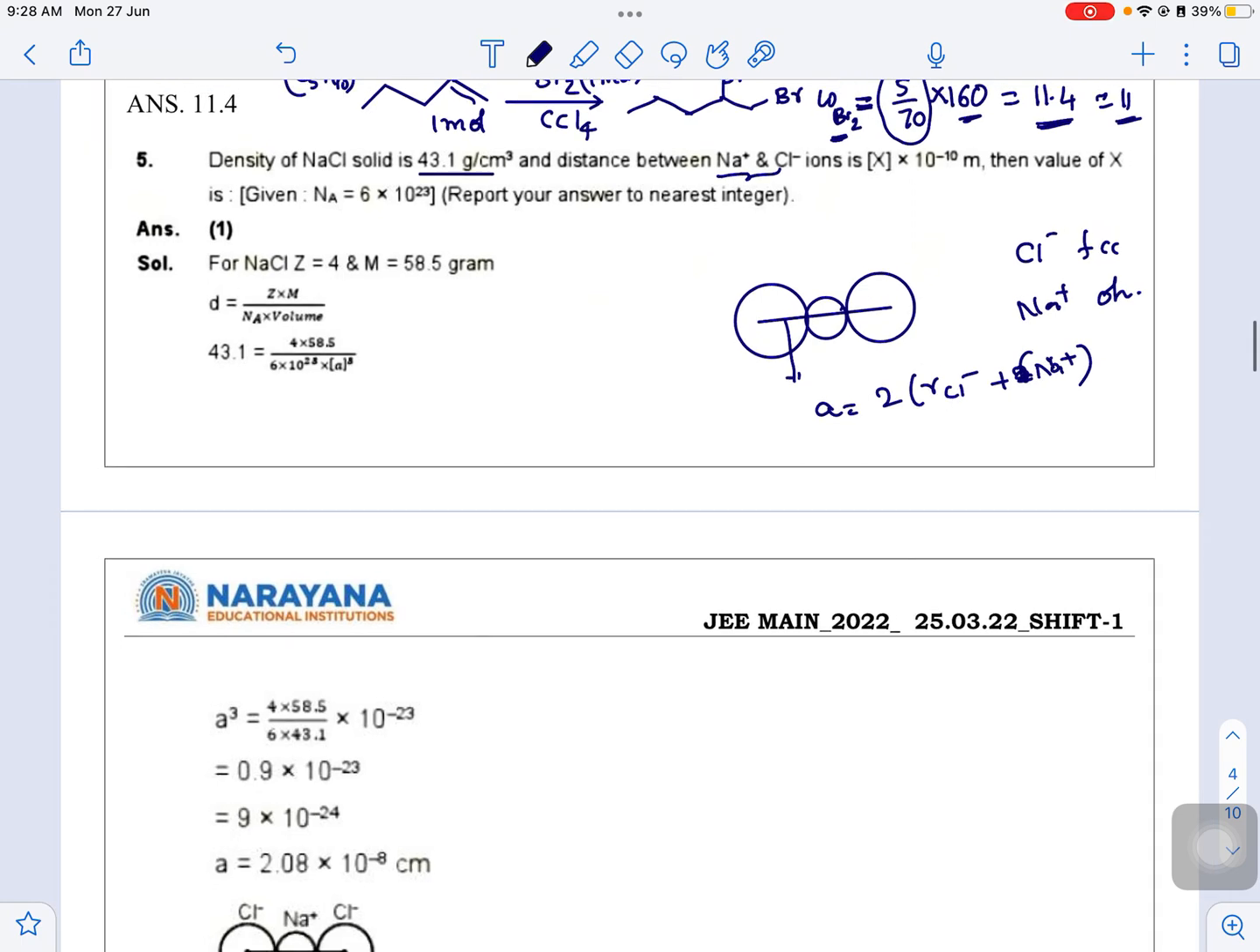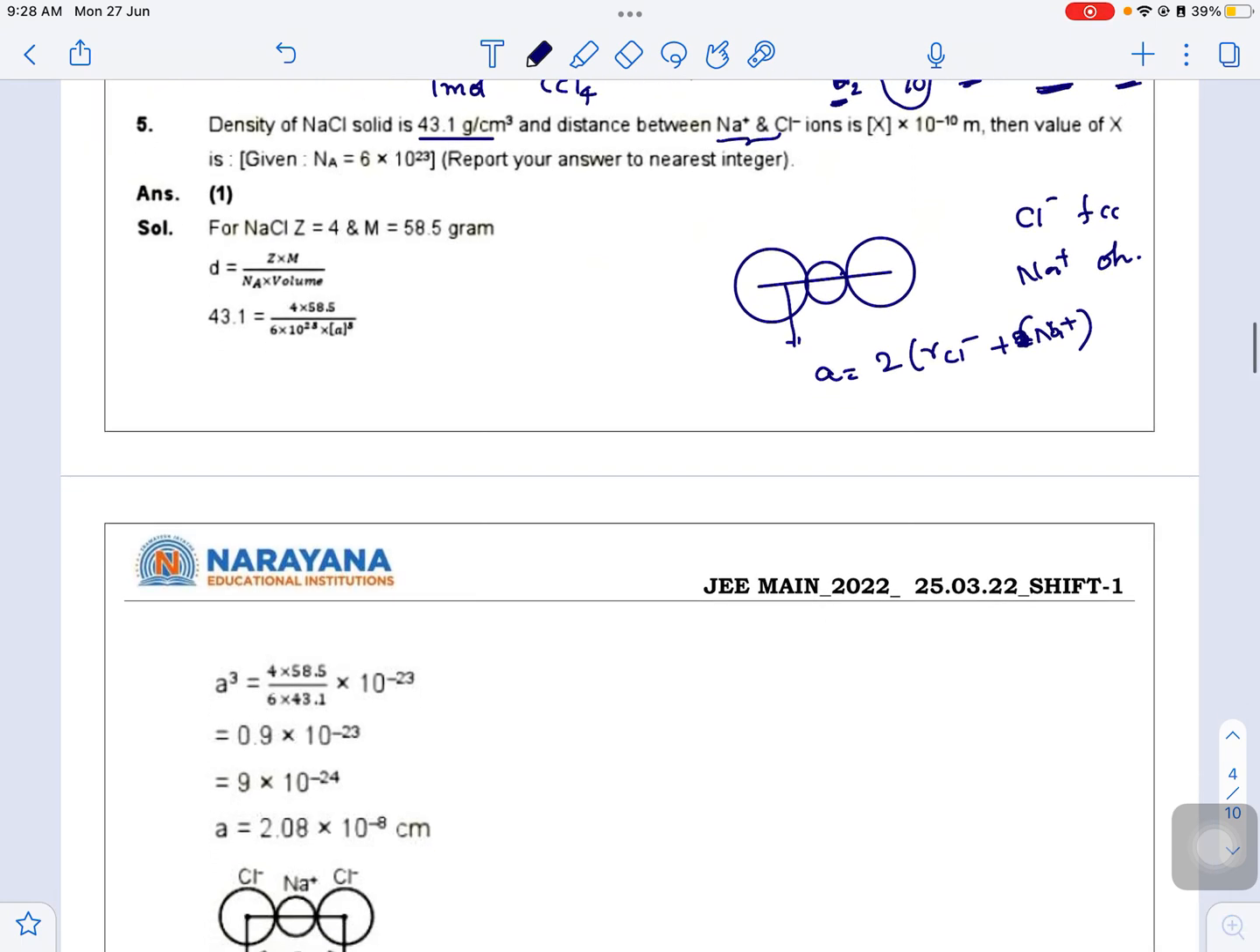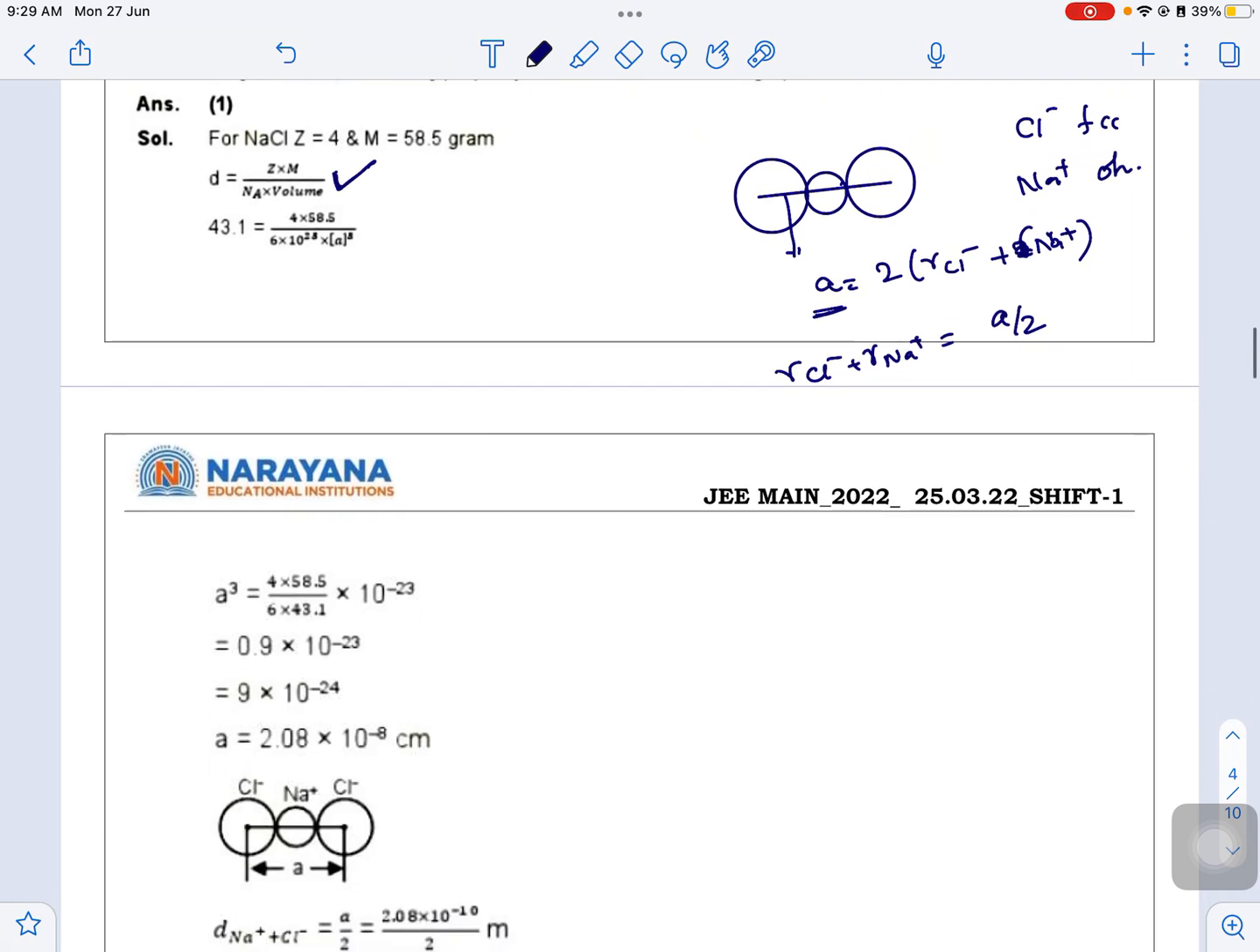So for that we should calculate the edge length. The distance between chloride and sodium ions becomes edge length upon 2. So this is a simple question. We should know the structure of sodium chloride here. The density we can calculate that it is ZM by a cube Na.